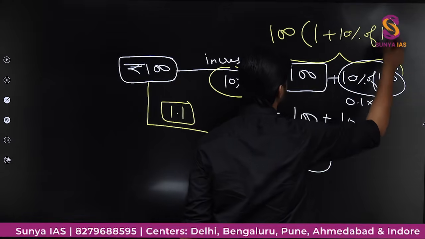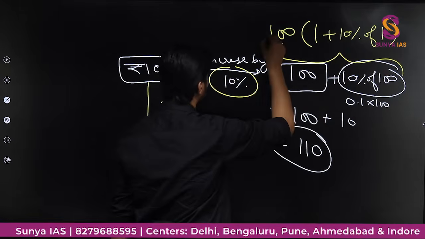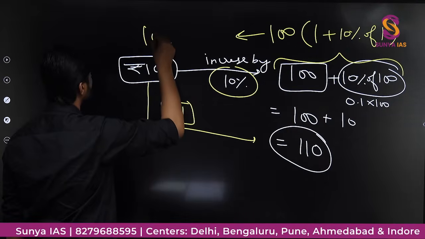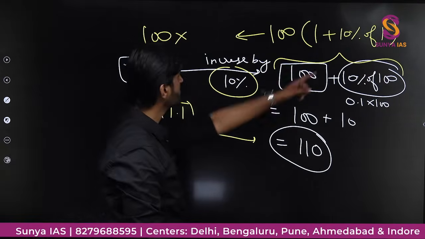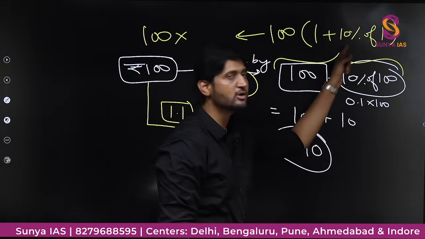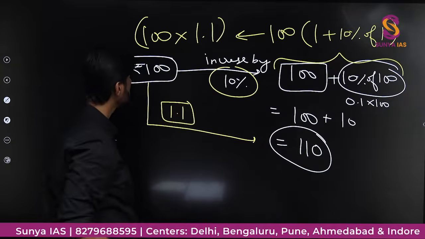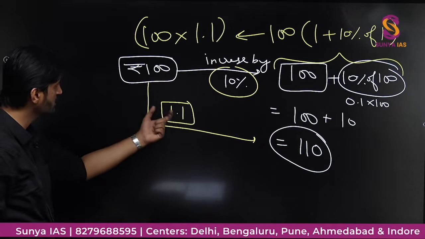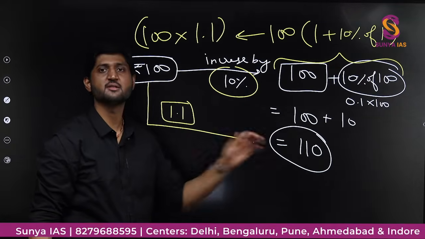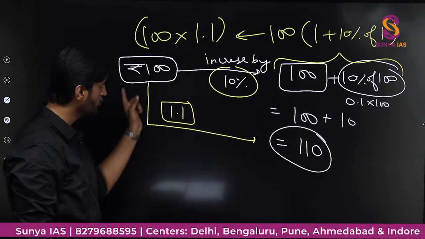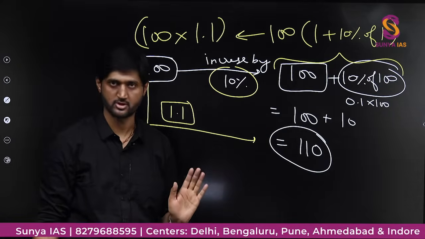So you have taken 100 common from all of it, and therefore you can also write it like this: 100 multiplied by, this will become 1 plus 0.1, that is 1.1. So in short, you can take this shorter method to find the increase directly. That is the way we are going to approach this particular question.